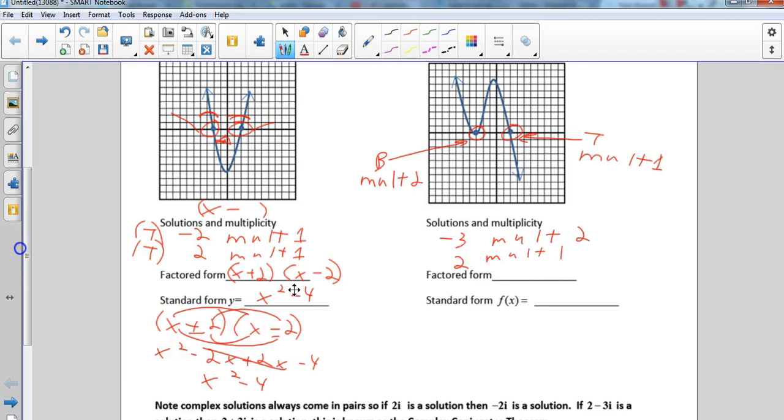Which means we have x minus -3, which is x plus 3. But we have 2 of those. And remember, this part right here could be written this way, x plus 3 squared. It's up to you. Either way is acceptable.